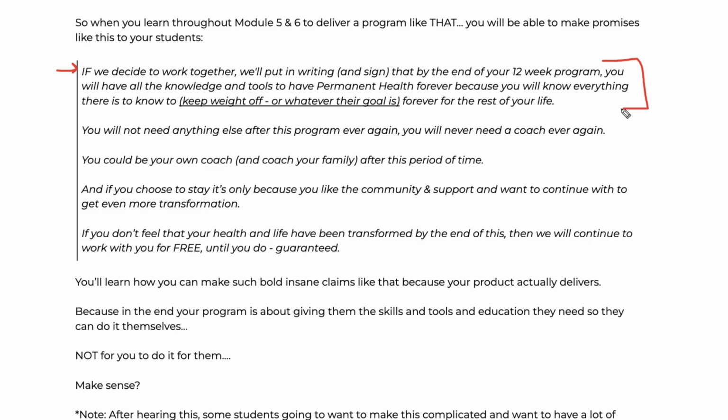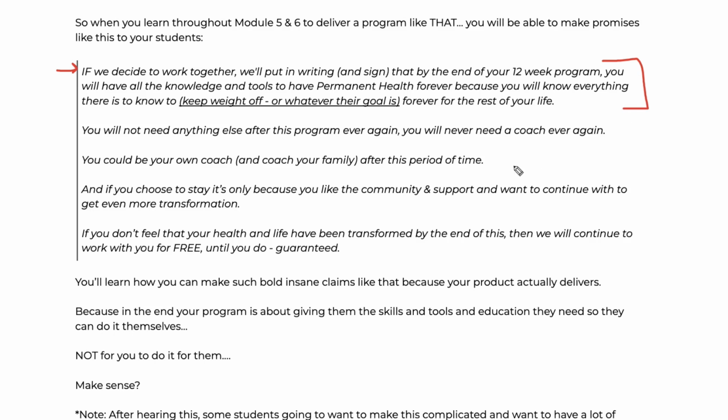You will not need anything else after this program ever again. You will never need a coach ever again, and you could even be your own coach and coach your family after this period of time. And if you chose to stay with us, it's only because you like the community, you like the support, and want to continue to get even more transformation, okay?